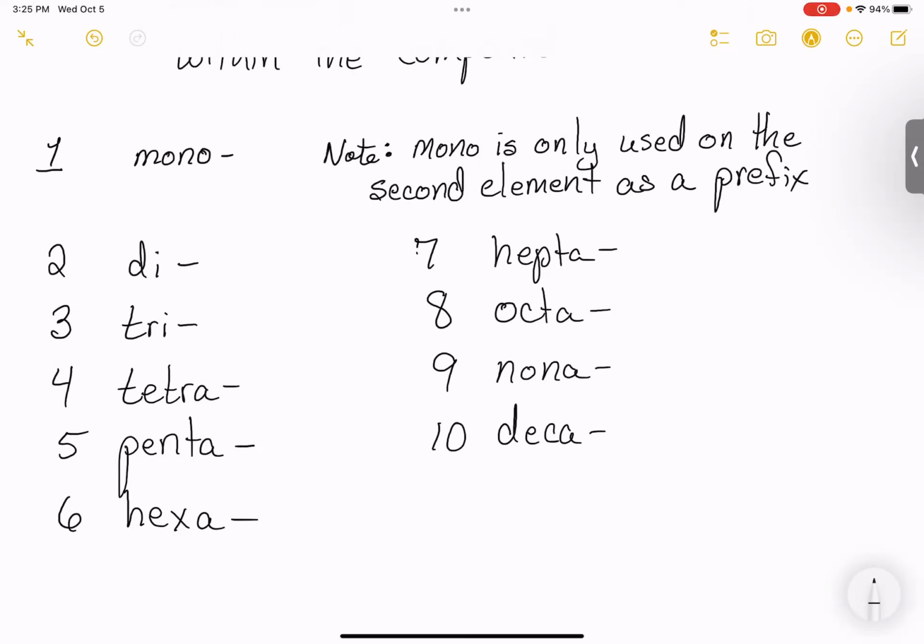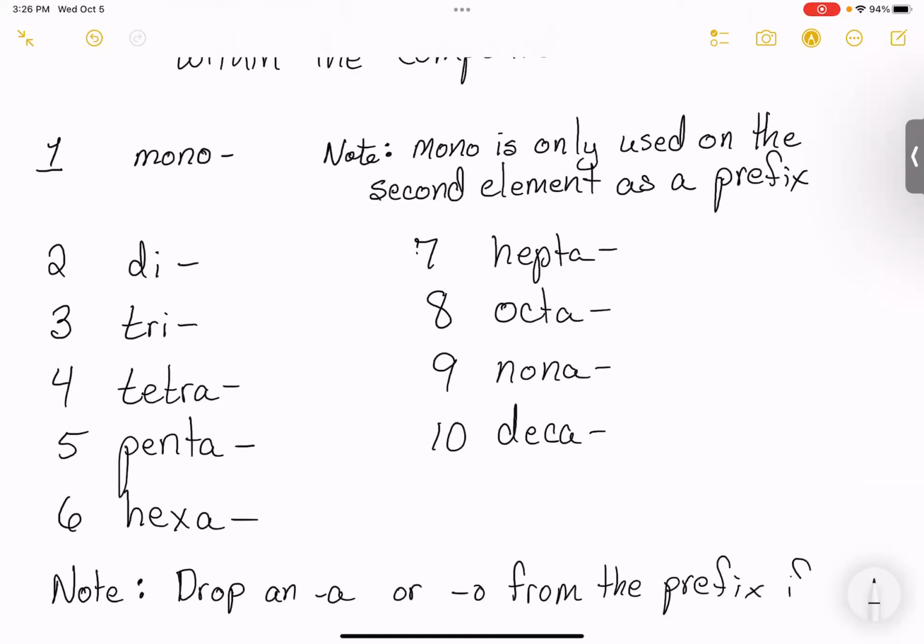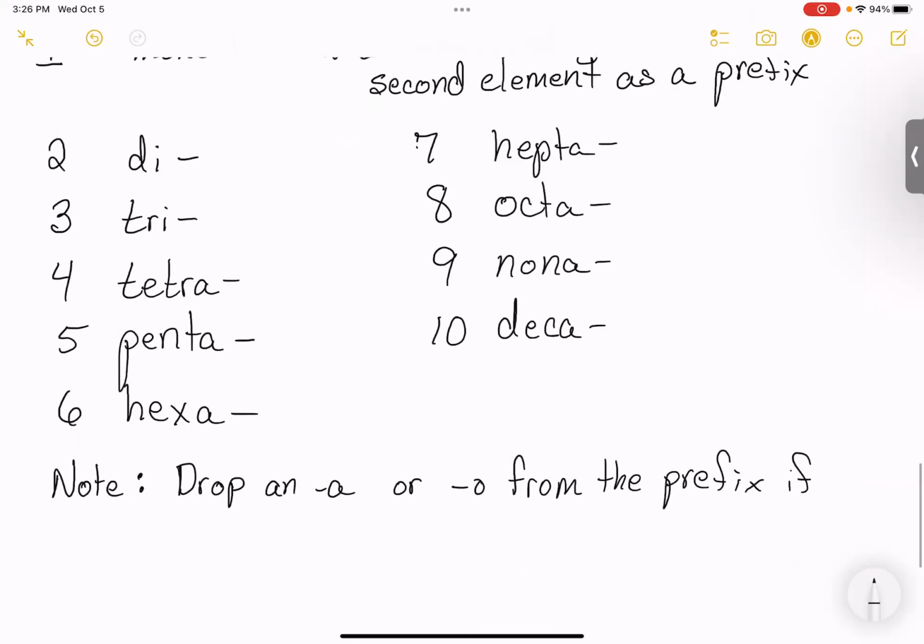Now, there is another note to add, and that is we will drop an A or an O from the prefix if the element begins with A or O.